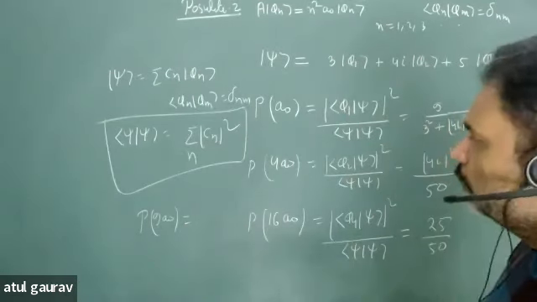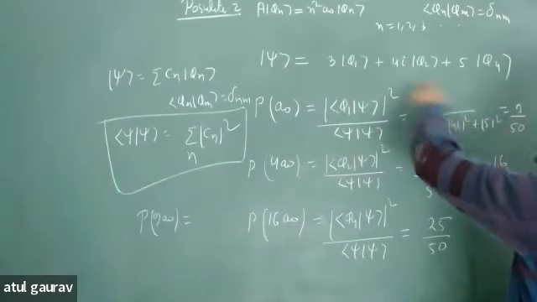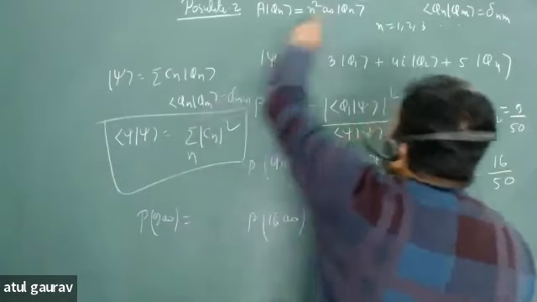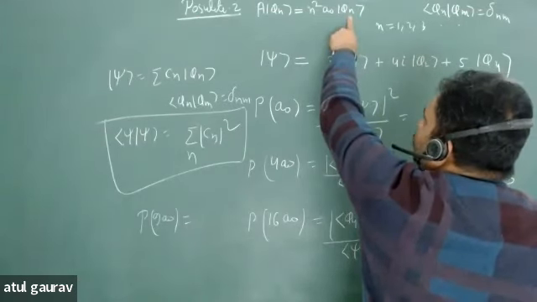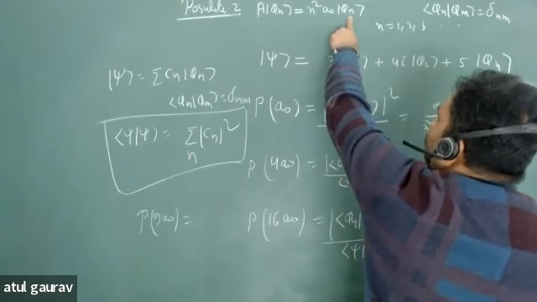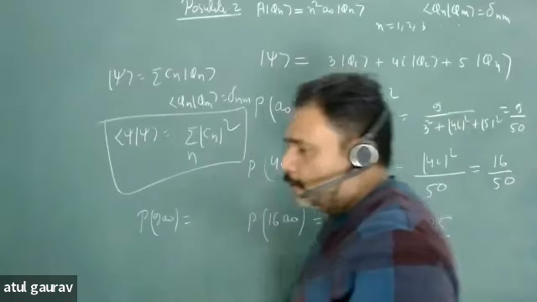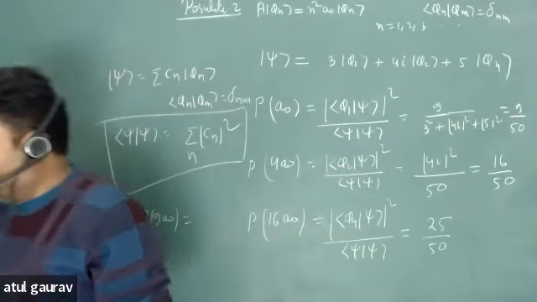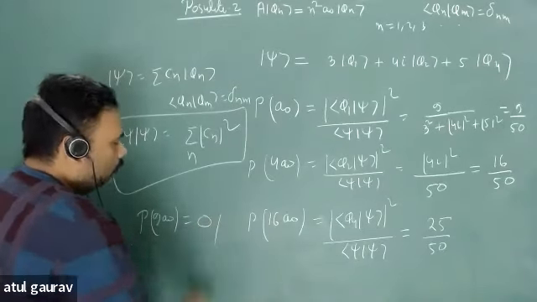Why? Because this psi is not written in a basis of phi 3. ϕ₃ is the eigenstate of phi 3, isn't it? किसका eigenstate है? phi 3 का eigenstate है, लेकिन इस psi को इसके basis में नहीं लिखा हुआ है. So you can easily use this concept and your probability is equal to 0.